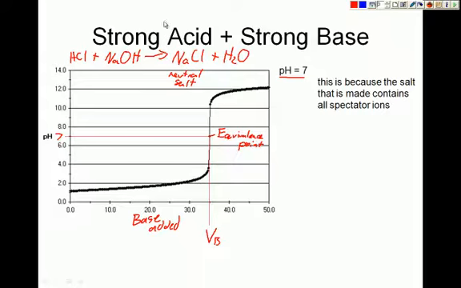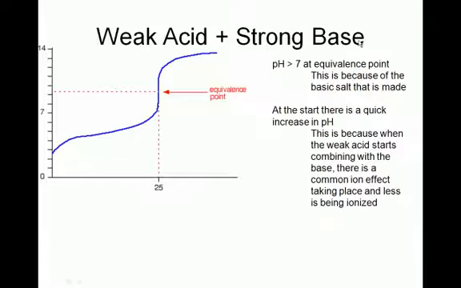Now, what we're going to look at now is what happens if we have a strong base, but instead of a strong acid, we have a weak acid. So that's the next one we're going to look at. So here we have a weak acid and a strong base, and there's a few differences to the titration curve. The first major difference is that the pH is greater than 7. So here's the pH down here. As we see, it's quite low. Here's 7, and it's quite low, and the equivalence point is much higher.